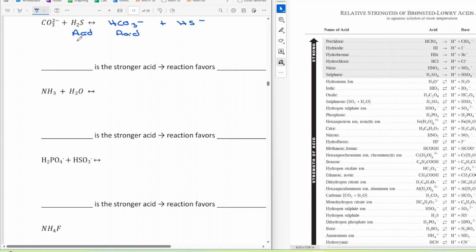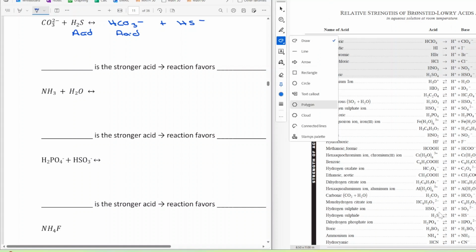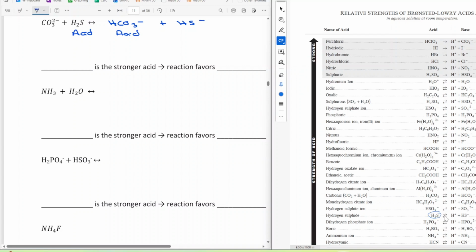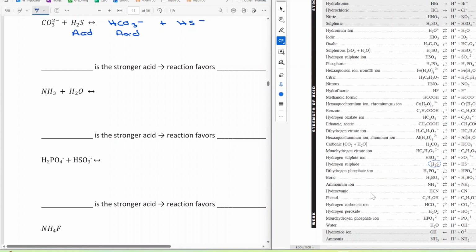Okay, so which is the stronger acid? So we've got H2S. Where's my H2S? There it is. And then I'm comparing that to HCO3 minus. I definitely already had that one circled. So the H2S is the stronger acid, so I am going to favor my products. Just as I said, I was having a hard time finding ones that favored the products.